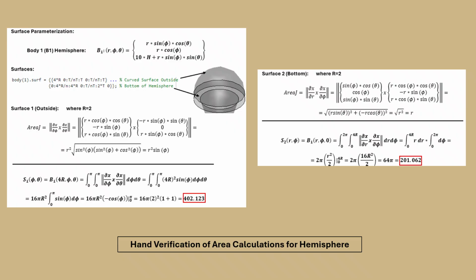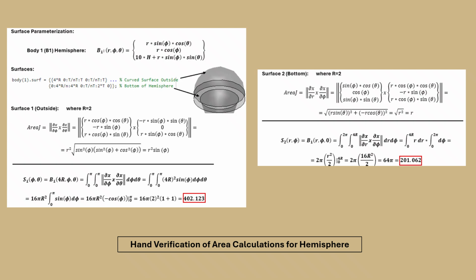Now I'd like to discuss my hand-verified area calculations for my three shapes, starting with the hemisphere. You can see at the top is the parameterization of the body of the hemisphere, and then listed are the two surfaces right here. You can see the partial derivative is taken with respect to phi and theta because the radius is held constant at 4r and comes out to be r squared sine phi. Then I took the double integral of the function and solved for a surface area of 402.123.